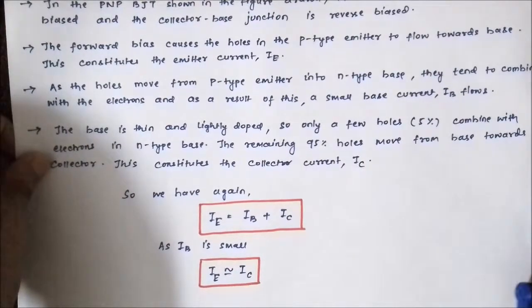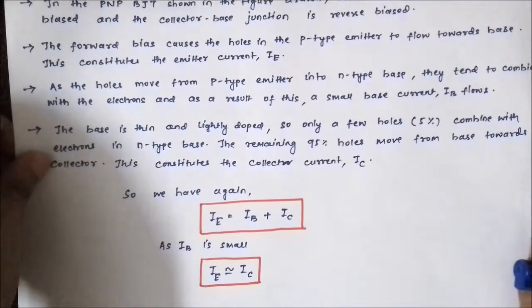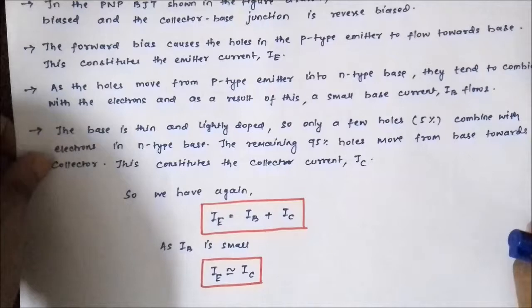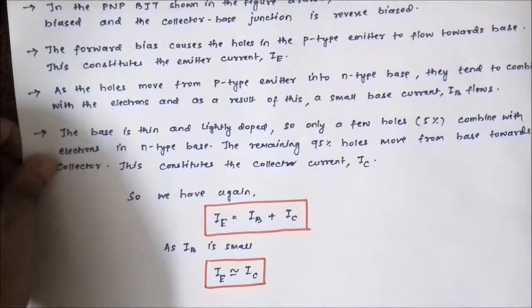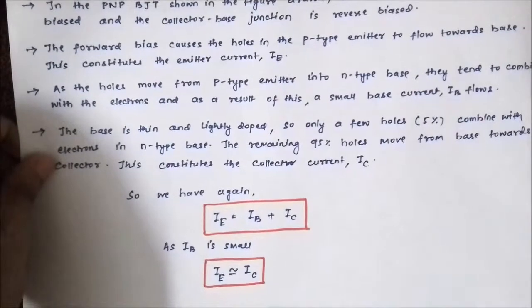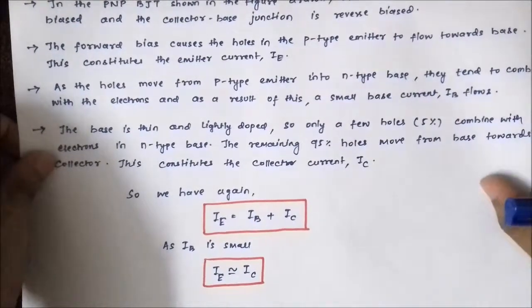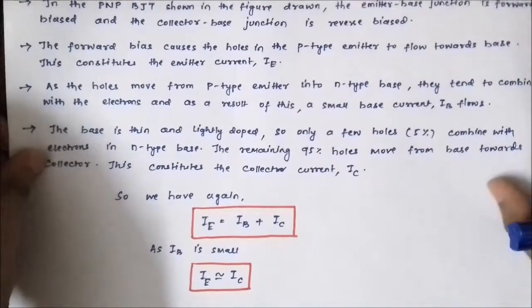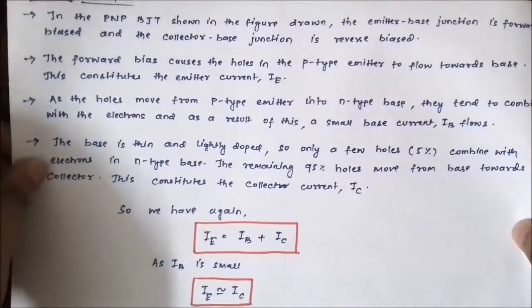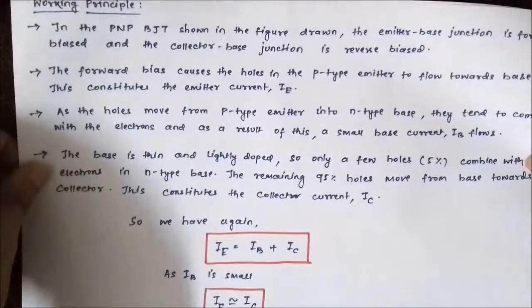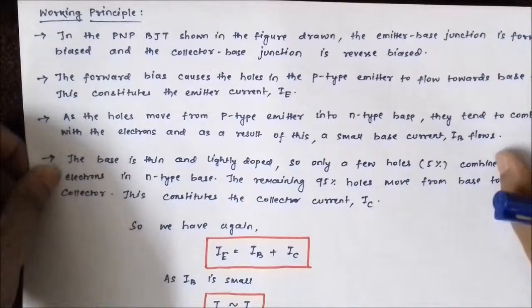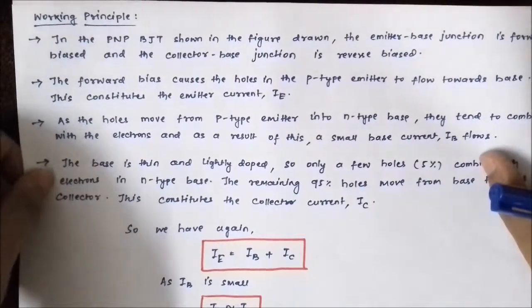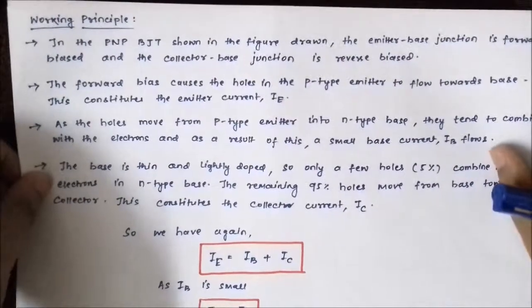Another important thing is that in NPN BJT, IC and IB are directed towards the transistor and IE is directed away from the transistor, whereas in PNP BJT, IC and IB are directed away from the transistor and IE is directed towards the transistor. So here we have discussed the working principle of the PNP type bipolar junction transistor. Now in my next video I will discuss the basic concept related to movement of holes and electrons and some other concepts and information related to holes and electrons so that you understand these things in a better way.